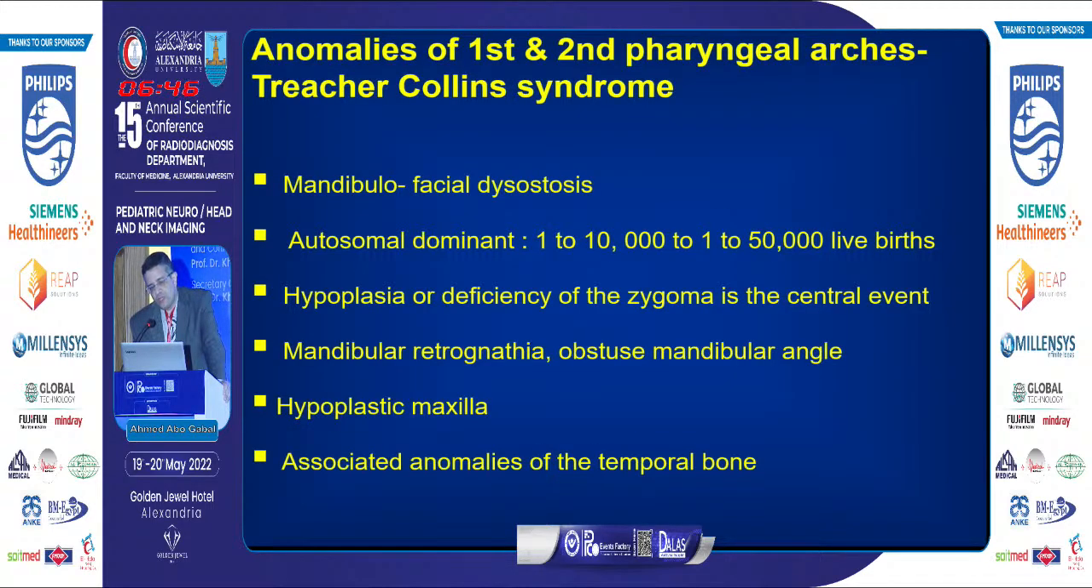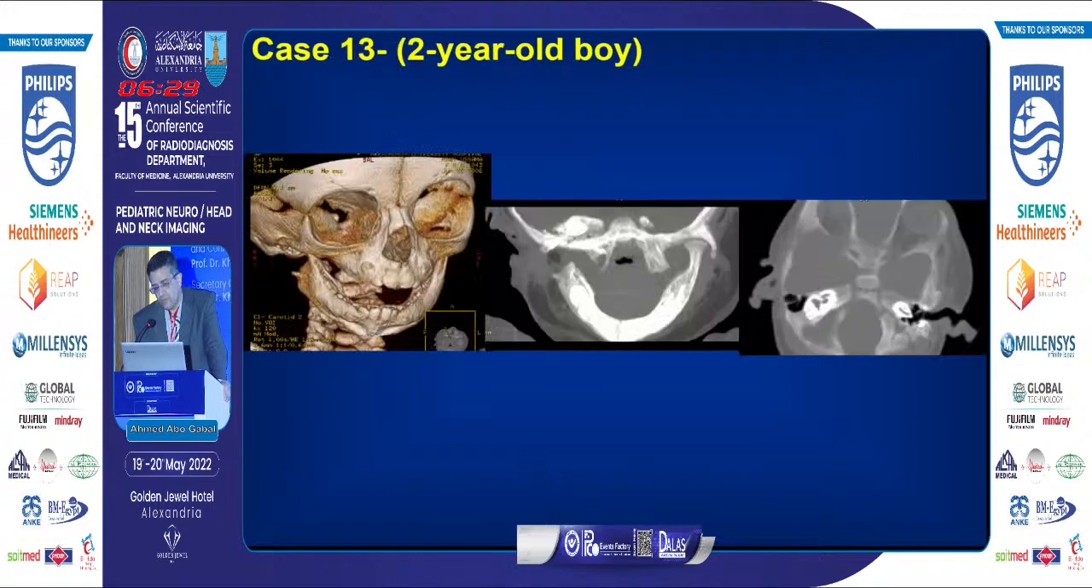What we call mandibulofacial dysostosis. It is autosomal dominant, and the main diagnosis is by hypoplasia or deficiency of the zygoma. We have mandibular retrognathia and obtuse mandibular angle and hypoplastic maxilla, and always search for associated anomalies of the temporal bone.